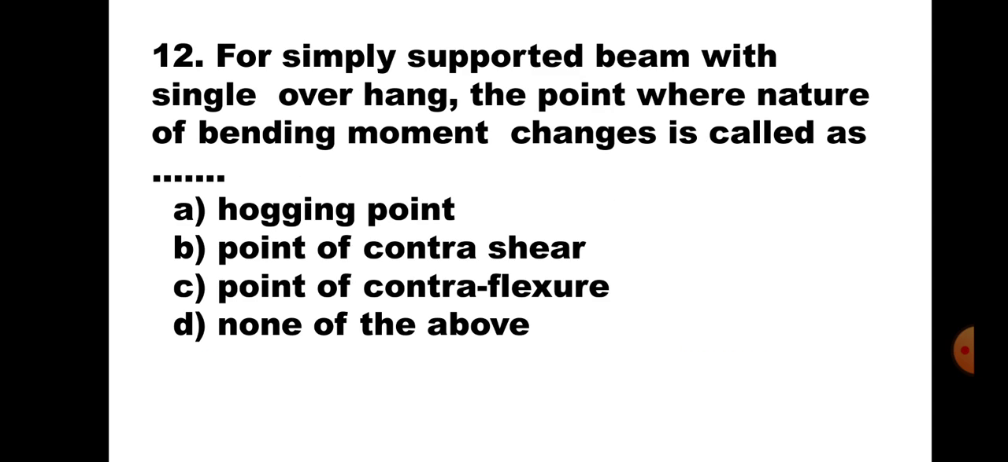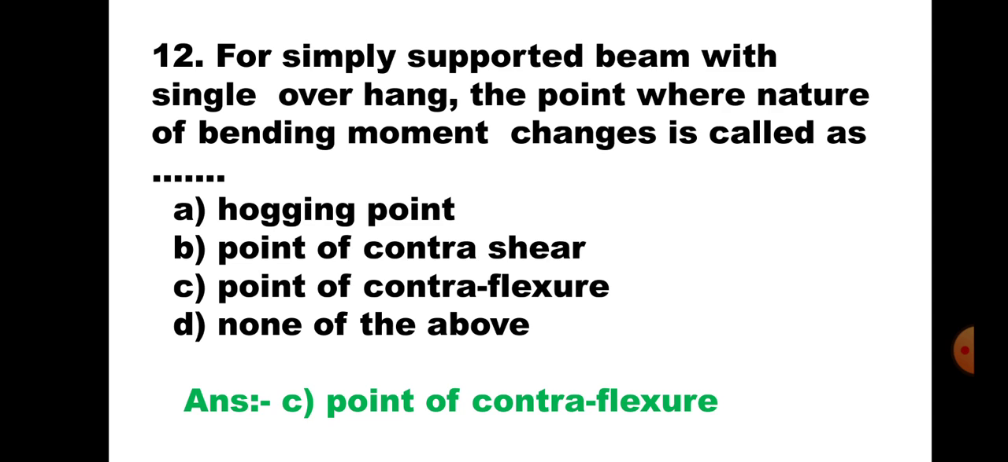Question number 12. For a simply supported beam with single overhang, the point where the nature of bending moment changes is called as A hogging point, B point of contractile shear, C point of contraflexion, and D none of the above. Again, here the change in its sign is contra, and as it is for bending moment it is flexure. Hence the correct answer is C, point of contraflexure.